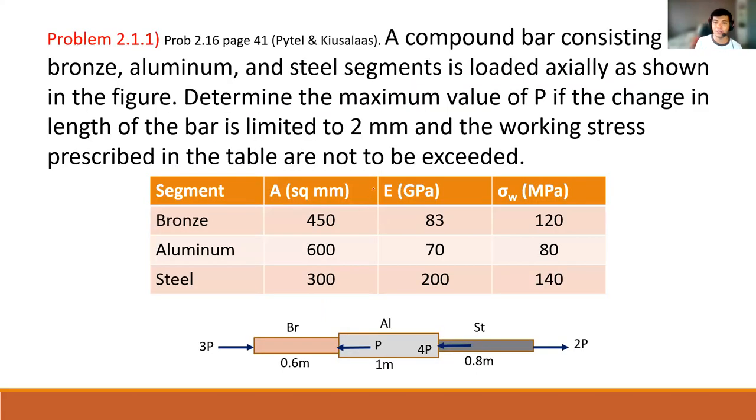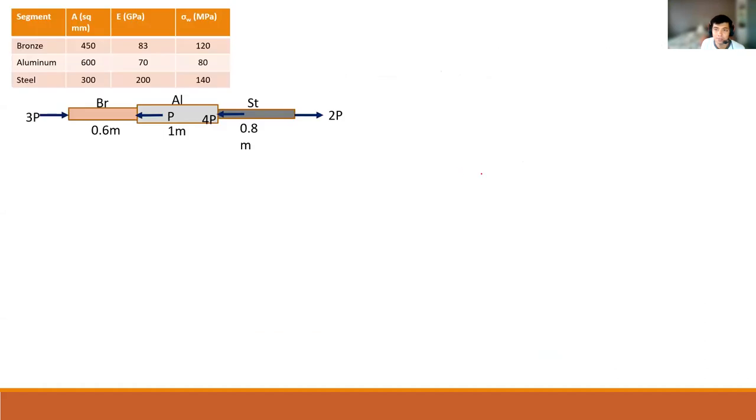Okay, so let's try this one. I think we are pretty familiar with this problem, going back to simple stress. This is what I told you earlier: if you have a non-homogeneous material, you're going to be solving the effects of the strain on the three different materials. Determine the maximum value of P if the change in the length of the bar is limited to 2 millimeters and the working stresses prescribed in the table are not exceeded. Okay, so let's try to solve this one.